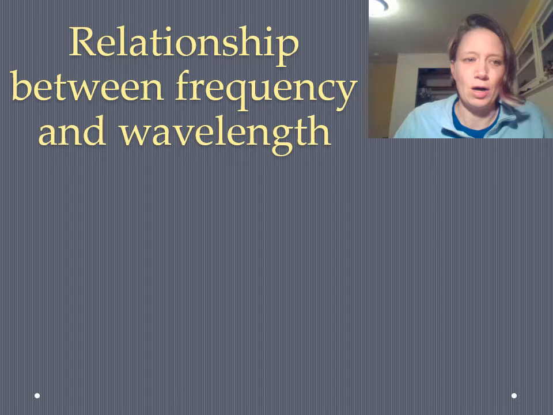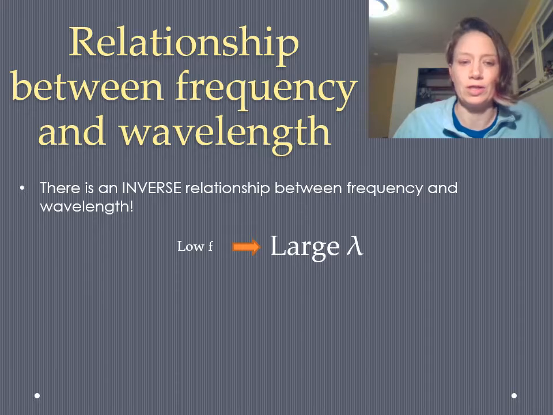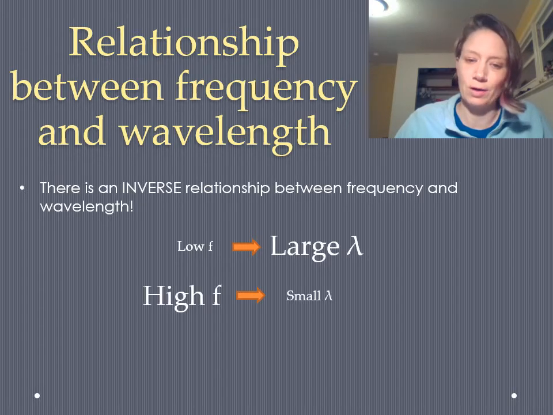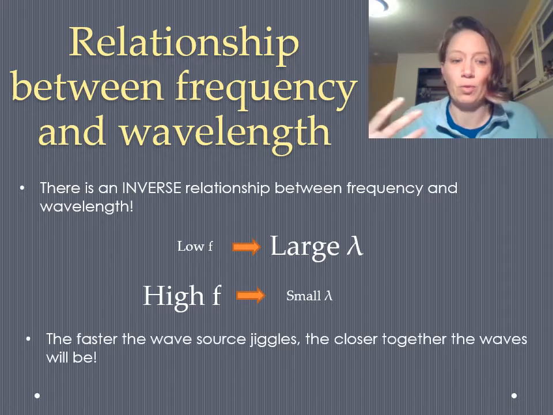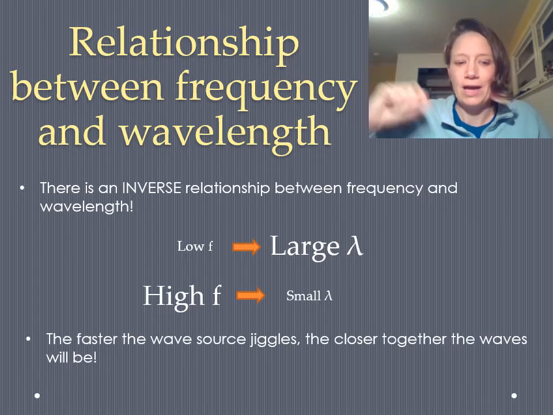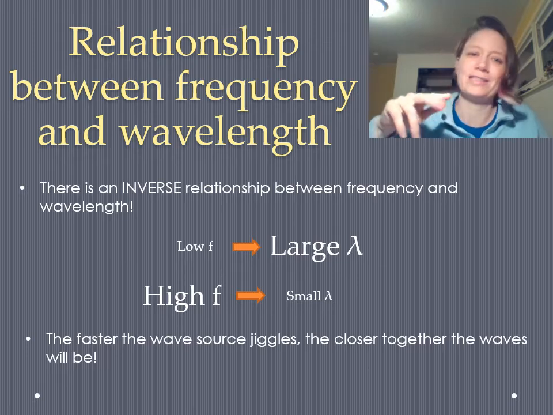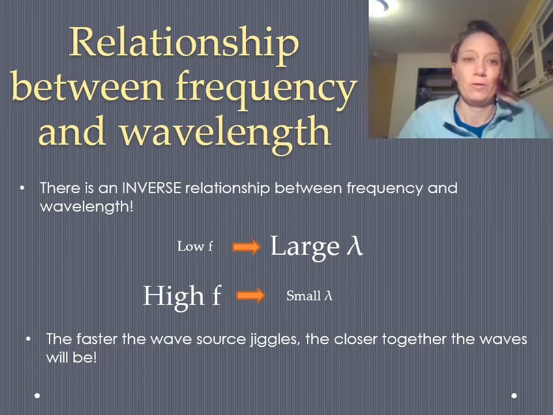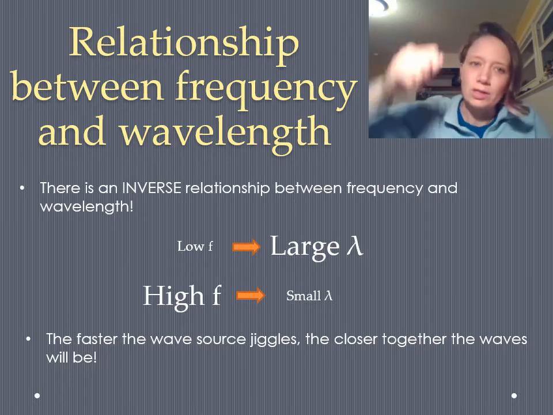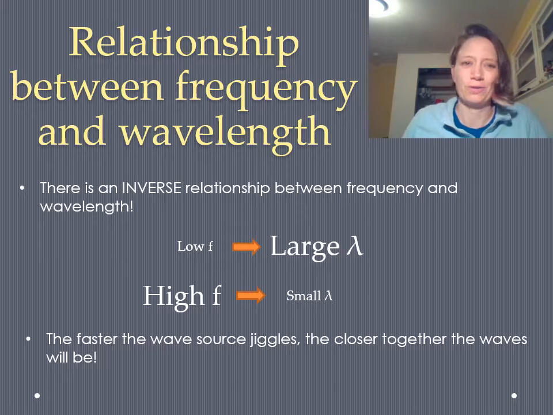So if you thought about it, the relationship between frequency and wavelength must be an inverse relationship. We just saw that. The smaller the frequency, the bigger the wavelength, and the higher the frequency, the smaller the wavelength. What this means in a practical sense is that the faster the wave source is jiggling, the closer together the waves are. And you've seen this in your life. If you're in a swimming pool and you're kicking your feet really fast, the waves are really close as they move away. If you are holding onto one end of a slinky and jiggling very slowly, it's going to make really big, long wavelengths. So that should be a logical, intuitive relationship for you.